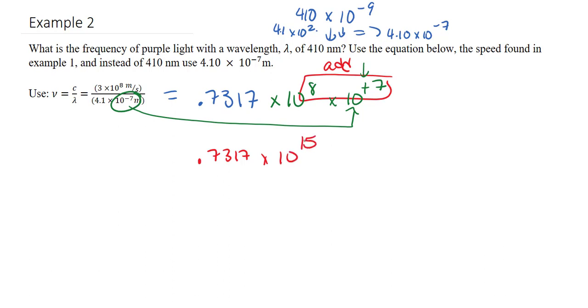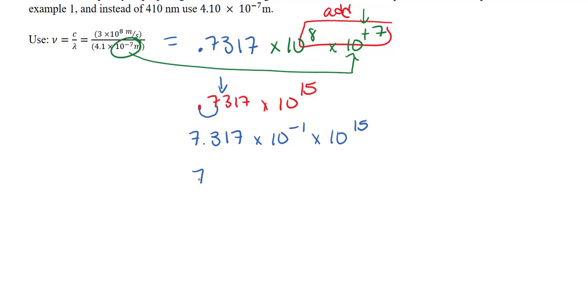But notice we're not in scientific notation. We need to move this decimal between the 7 and the 3, so this would become 7.317. Because we moved it over 1 to the right, that's times 10 to the negative 1. And this is times 10 to the 15th still; this stays the same. Now let's add those exponents together, and we get 7.317 times 10 to the 14th. And this is in hertz, or 1 over seconds, which is the same thing as hertz.